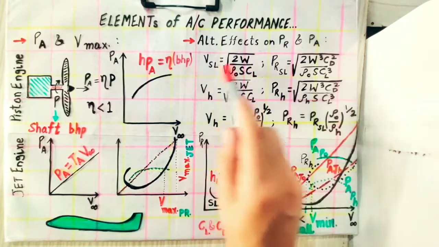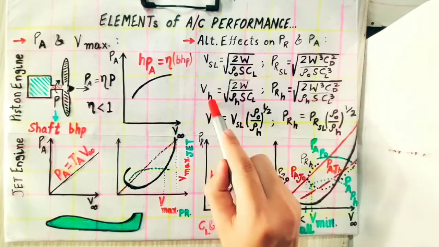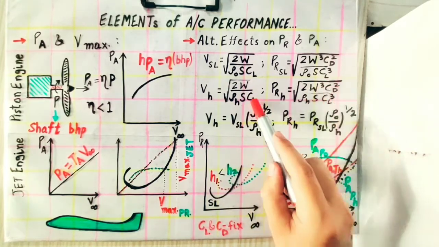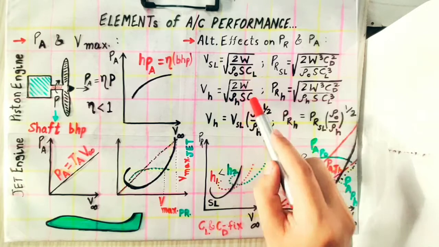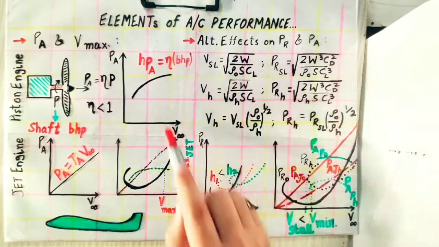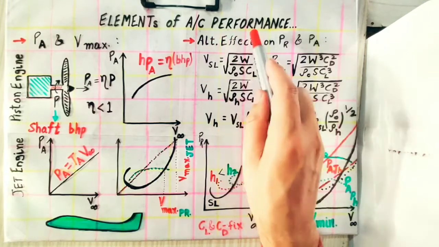And if we want to observe the velocity and power required at a height, keeping CL and CD the same, they both are not equal to each other, that is CL and CD are not equal to each other, but CL is constant and CD is constant. So only the density is changing. All this we are observing for an aircraft performing in a steady and level flight.